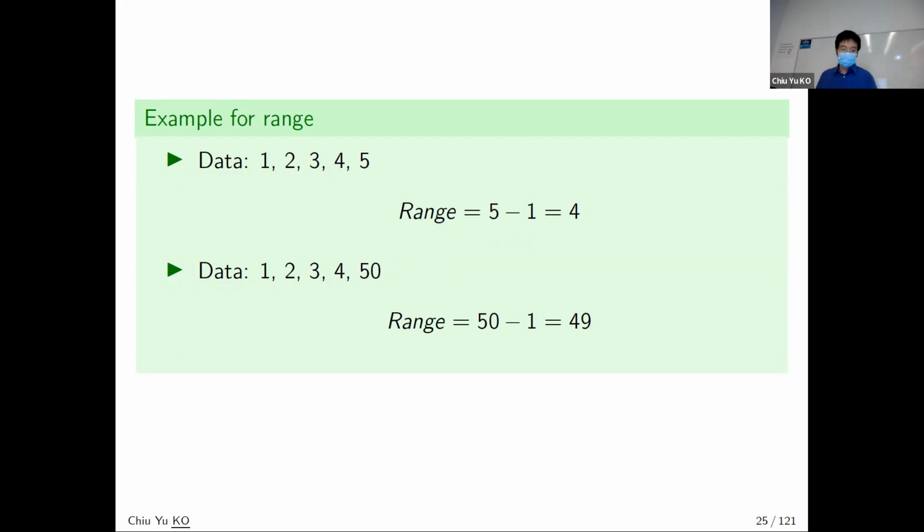But you can see when you apply the range to ordinal data, such as a Likert scale, it will be almost useless, right? Suppose you have every single option has been chosen, right?